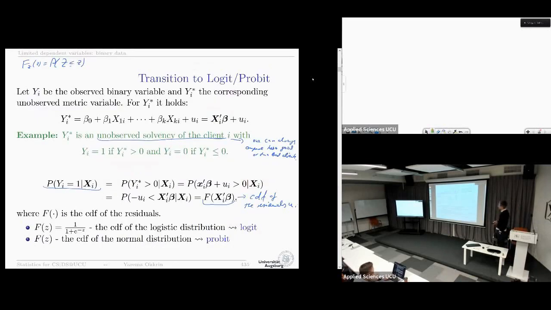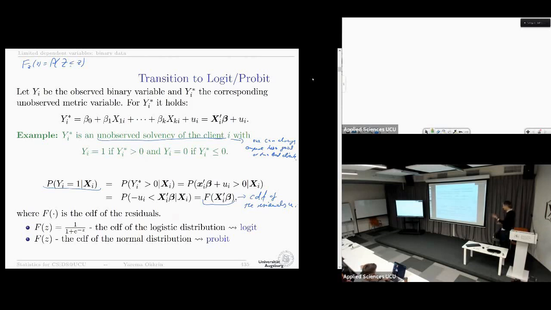Then we said, well, let us say that we have some kind of pseudo or latent unobservable variable y star, which actually measures the solvency or insolvency of the client, which is, however, a continuous variable and takes any values from -infinity to +infinity. If we would have this kind of variable, then we can apply the classical regression with all the features and some random variable u or residual u.